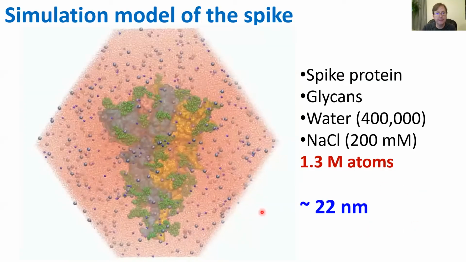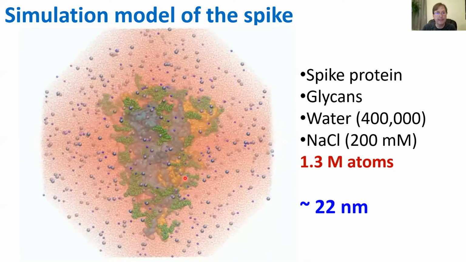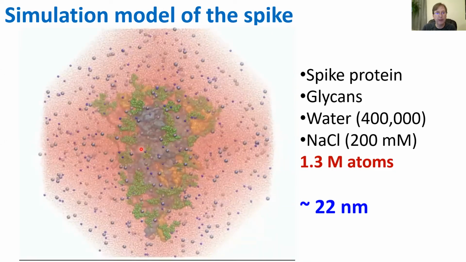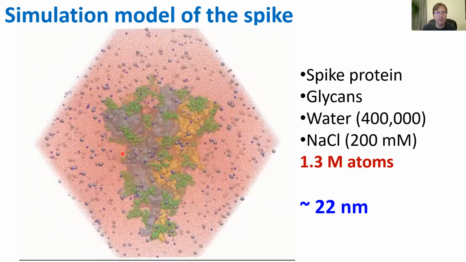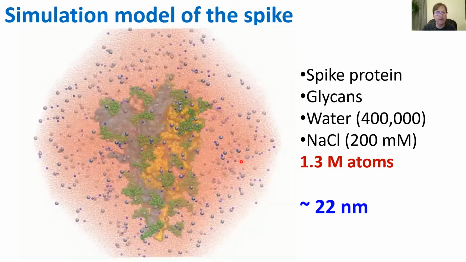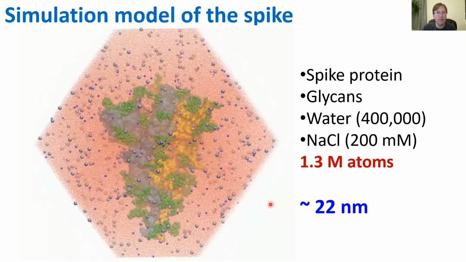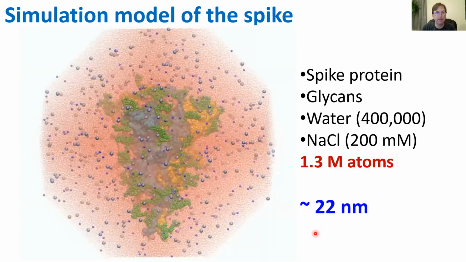Here's our simulation system that I'm going to show you today. It's the spike with all of the atomic detail, and in green are shown the glycans, the sugars on the surface that also help it hide from the immune system. We have a few 100,000 water molecules, and we have salt. And overall, it's over 1 million atoms, and it's a droplet about 22 nanometers in diameter.